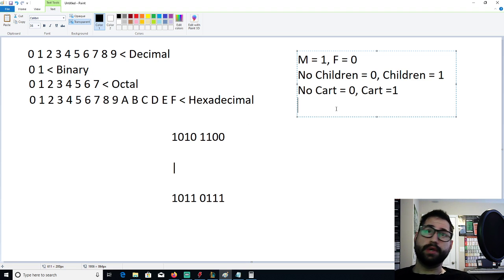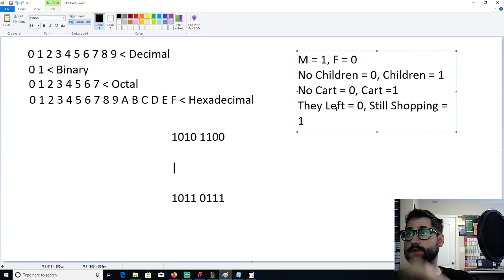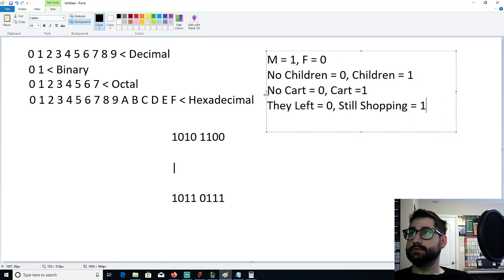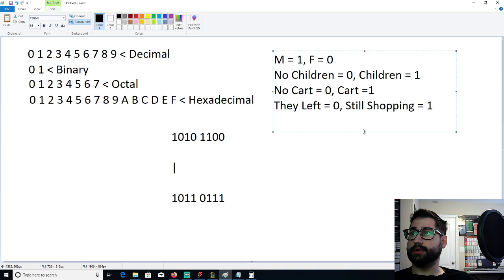And we'll go with the final one. And the final one is, let's go with, they left the store already. Okay, they're still in the store. So if it's a 0, they left. If it's a 1, still shopping equals 1. So right here, this protocol, we just created a protocol, right?